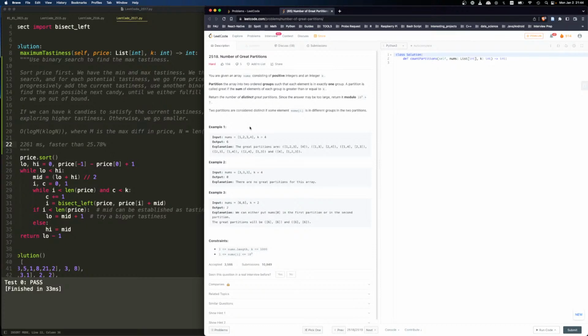Partition the array into 2 ordered groups such that each element is in exactly one group. A partition is called great if the sum of elements in each group is greater than or equal to k. Return the number of distinct great partitions. Two partitions are considered distinct if some element is in different groups in the 2 partitions. So we want to put this into 2 partitions such that the sum of 1 is bigger or equal to k.